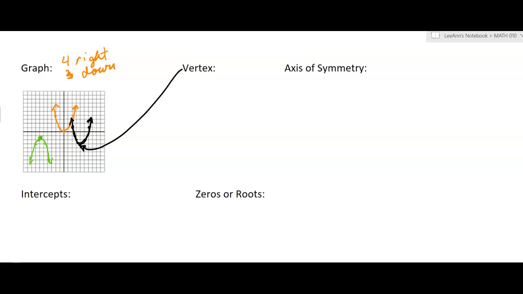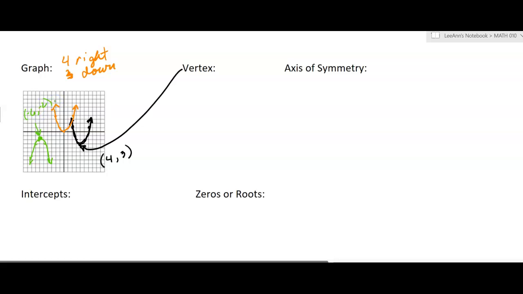All right, the vertex then, for my first parabola in black, that point down there, is going to be 4, negative 3, right? That's going to be the vertex, that bottom point in that case. The vertex up here, what did I draw? It looks like negative 6, negative 2 to me.